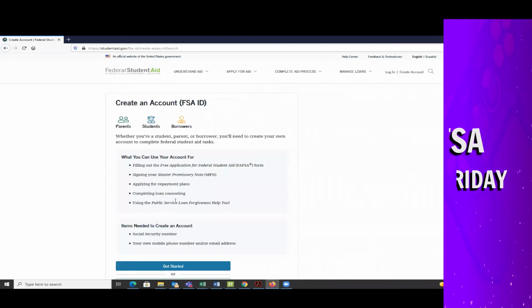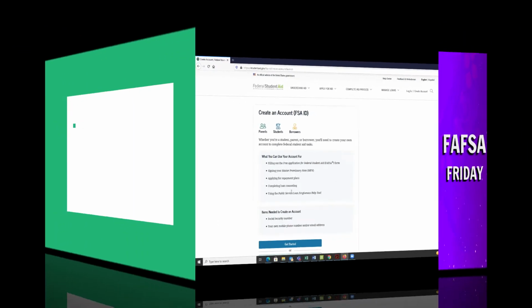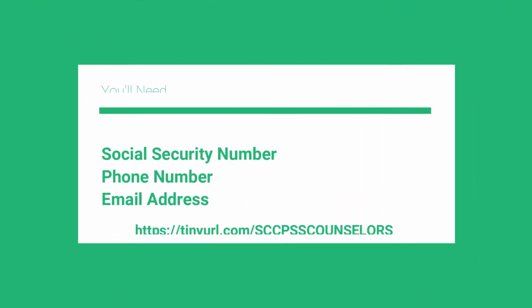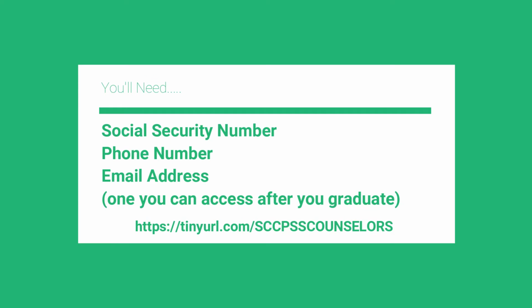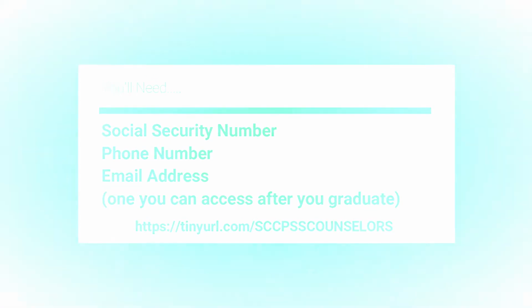Once you get that, it's going to tell you what you can do with your FSA ID, which is complete your FAFSA, sign your master promissory note, apply for payment plans, complete loan counseling, and several different things. In order to create your FSA ID, you will need to know your Social Security number. Make sure you have that, and you will also need either a mobile phone number or an email address.